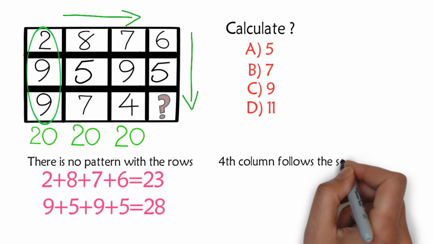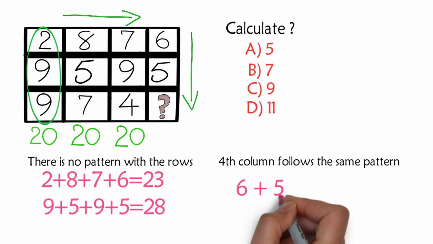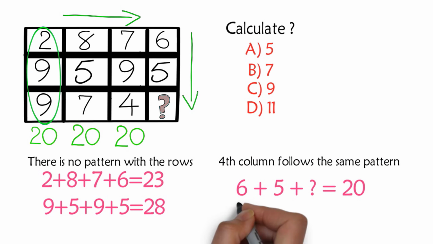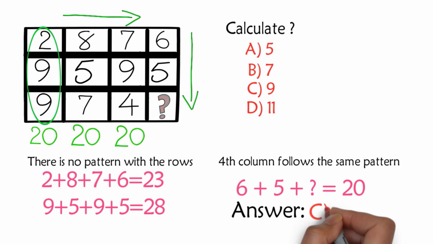Based on this information, you can calculate the missing value in the fourth column. 6 plus 5 plus question mark equals 20. So the answer is C, 9. This is the missing value. Hopefully you figured it out and now know how to answer similar problems on the test.